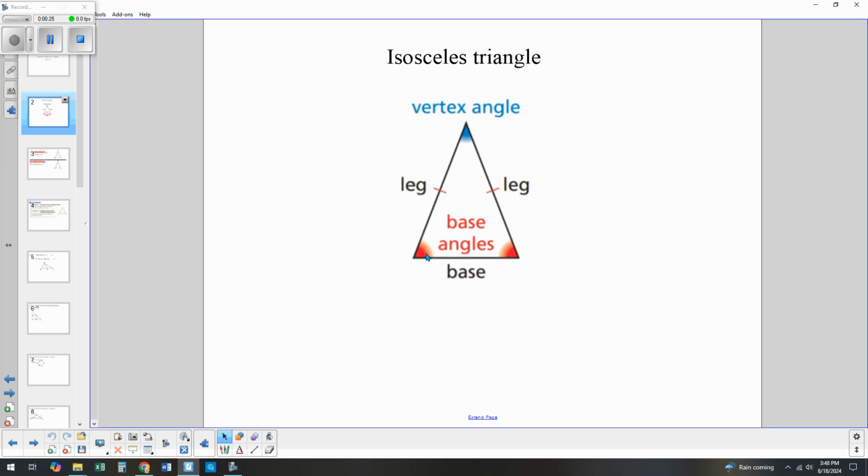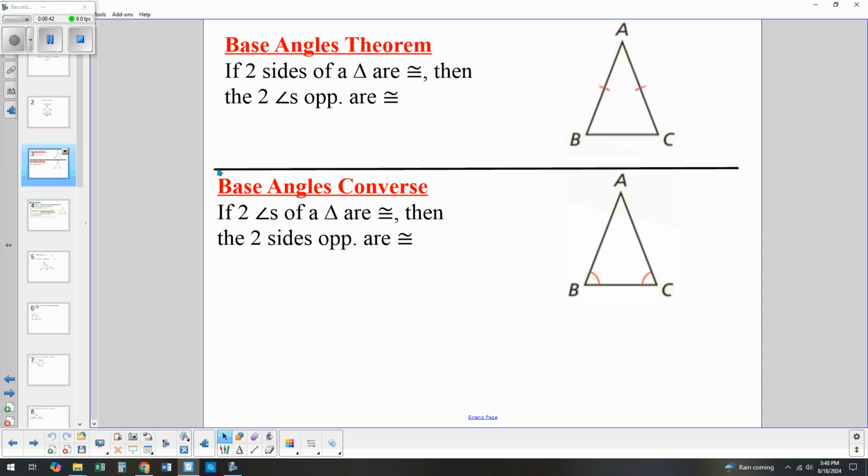So the two angles that touch the base are called the base angles, and the angle that is where the legs meet is the vertex angle. It's important to know the names of the parts of an isosceles triangle because we have some theorems that we're going to use quite a bit to relate those things. So the base angles theorem says if two sides of a triangle are congruent, then the two angles opposite are congruent. So if I knew these two sides of the triangle were congruent, then I could automatically mark these two angles as being the same using the base angles theorem.